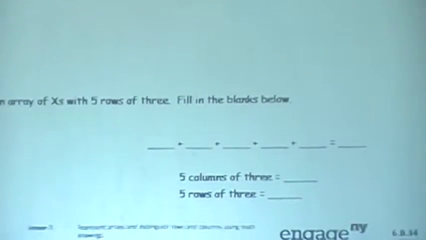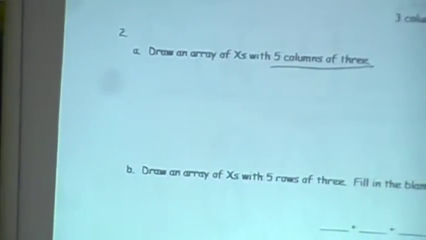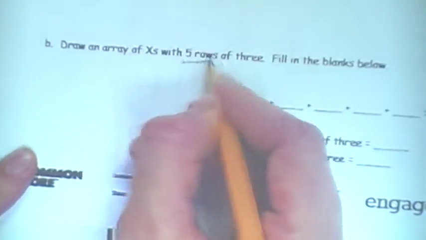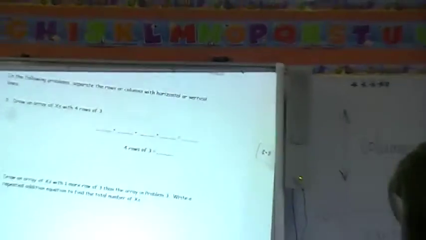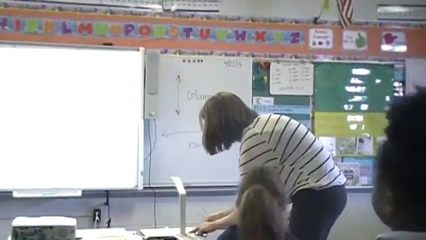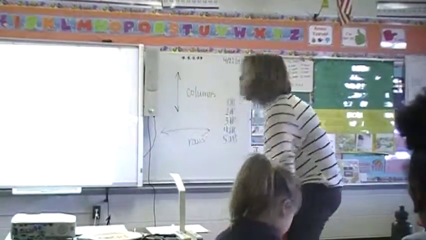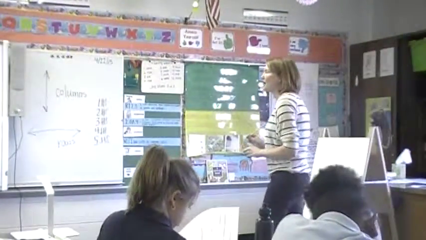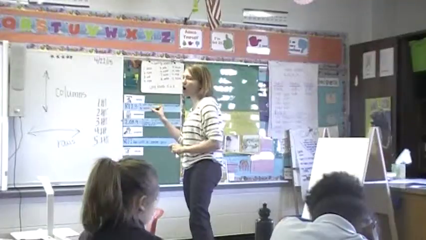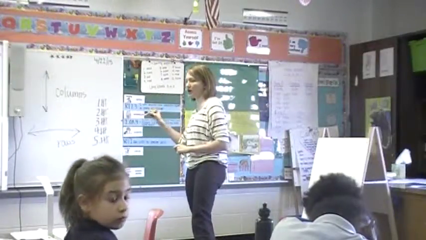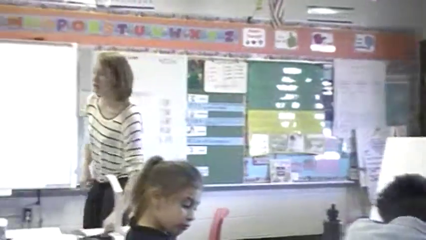2, draw an array of X's with 5 columns of 3. 5 columns of 3. Draw an array of X's with 5 rows of 3. 5 rows of 3. I want you to try to find the ones on the back by reading them. Underline the part on the back that's telling you how many columns of what or how many rows of what. All right, you may begin. If you need my help, raise your hand.